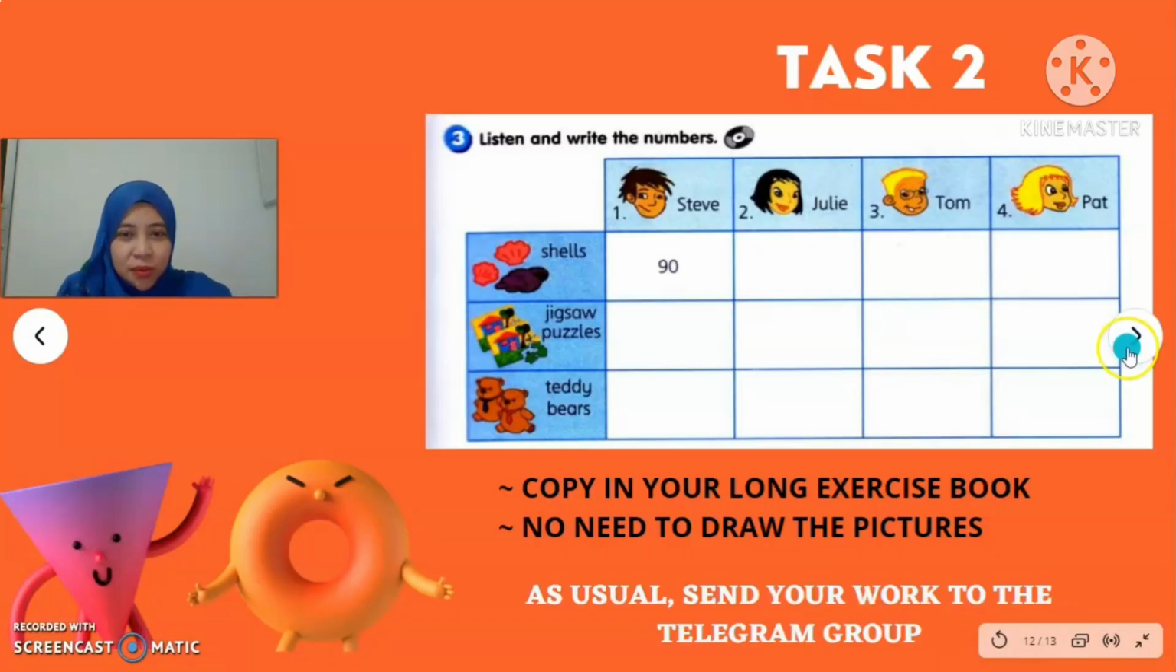For task number 2, if you have a printer, you can print this out. If not, you can copy in your long exercise book. If you copy them, you don't have to draw the pictures. No need to draw the pictures. Just write the name and the table.